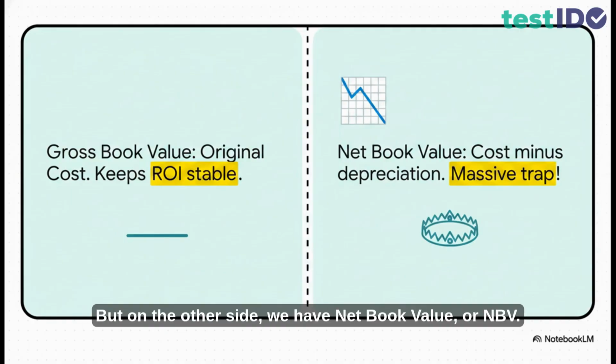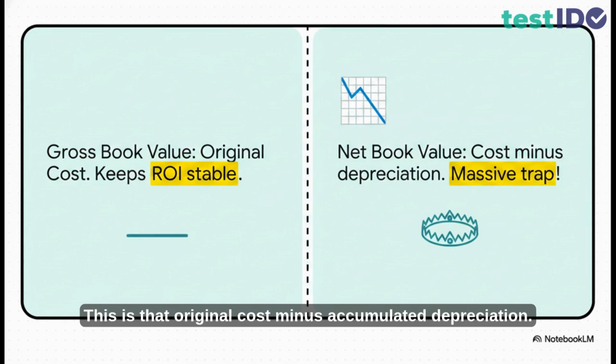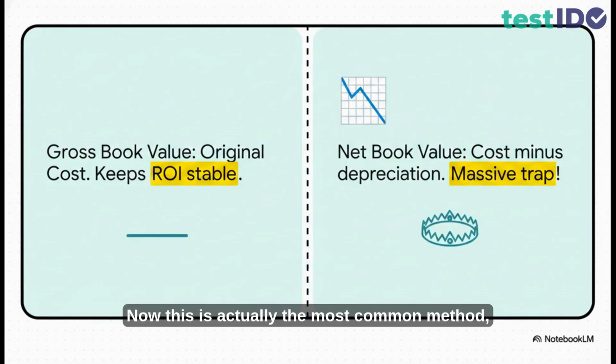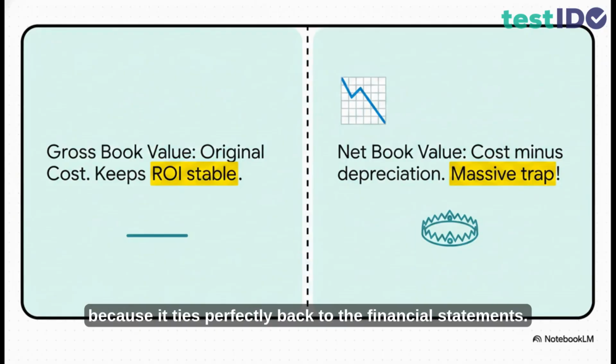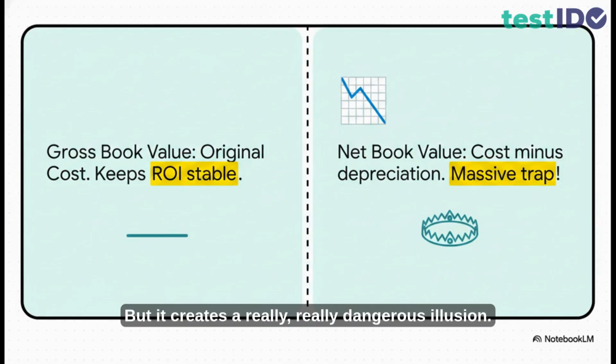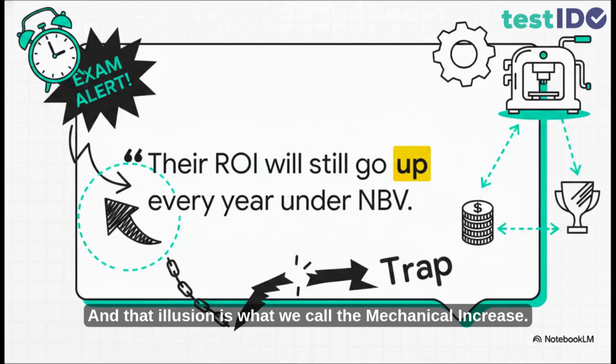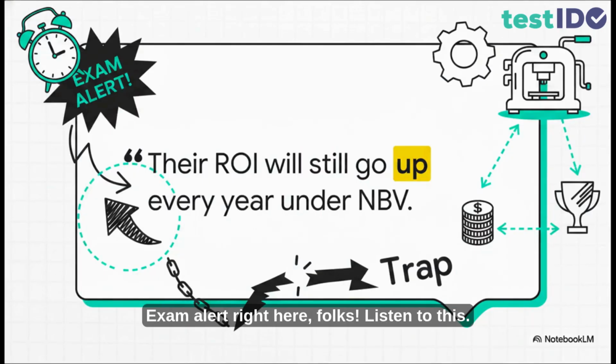But on the other side, we have net book value, or NBV. This is that original cost minus accumulated depreciation. Now, this is actually the most common method because it ties perfectly back to the financial statements, but it creates a really, really dangerous illusion. And that illusion is what we call the mechanical increase. Exam alert right here, folks.